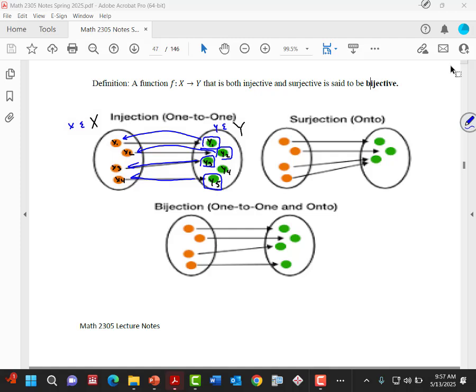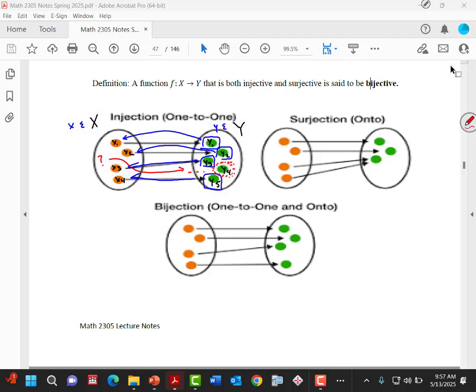Now let's emphasize though that this first one right here, this injection, is not onto. Why is it not onto? Well, simply there is this y4 in the codomain that no x maps to. No x gets to relate to y4, and so this function is not onto Y.